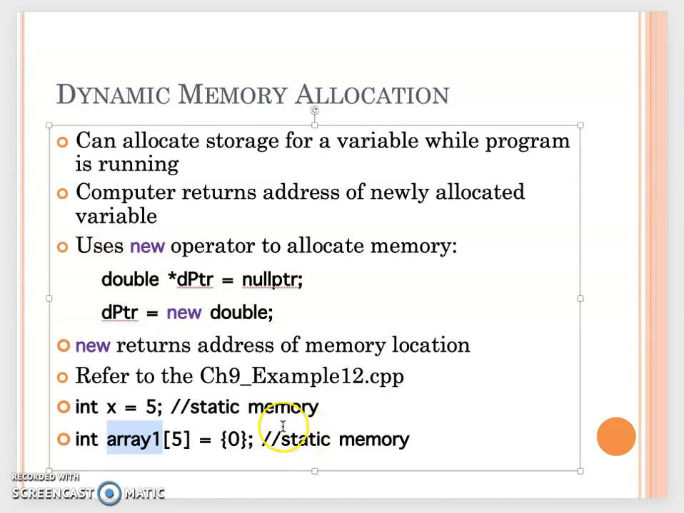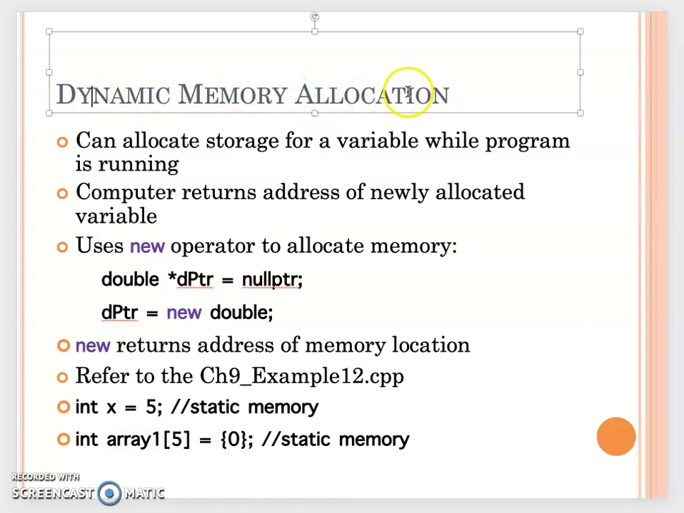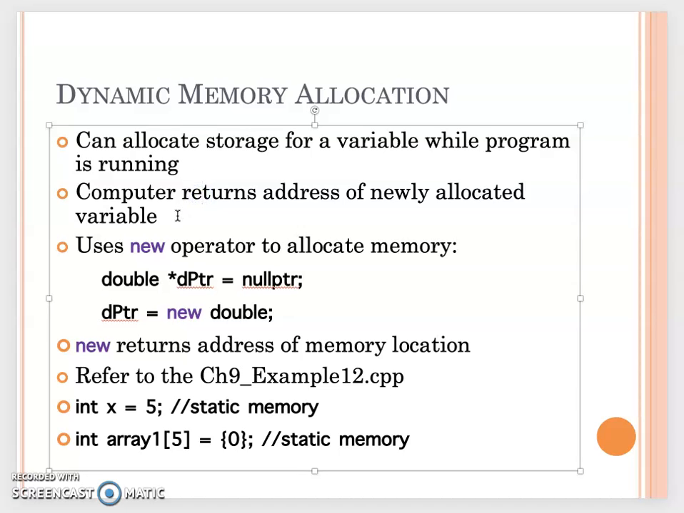Now, opposite to static memory, we have the option in C++ to do dynamic memory allocation. Dynamic memory allocation can allocate the storage for a variable while the program is running. When you create dynamic memory, it only returns the address of the newly allocated variable, because there is a location you need to locate and store, right?